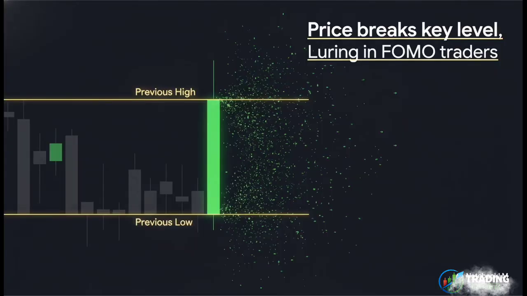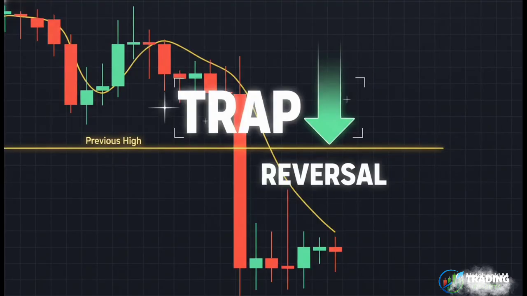The price makes a really convincing move past one of those key levels, either shooting above the high or dropping below the low. Now, to the untrained eye, this looks like the real deal, a classic breakout. And that triggers this flood of orders from retail traders who have a serious fear of missing out on the big move. And here it is, the most critical moment. That breakout just runs out of gas almost immediately and snaps right back inside the previous day's range. The trap has been sprung.